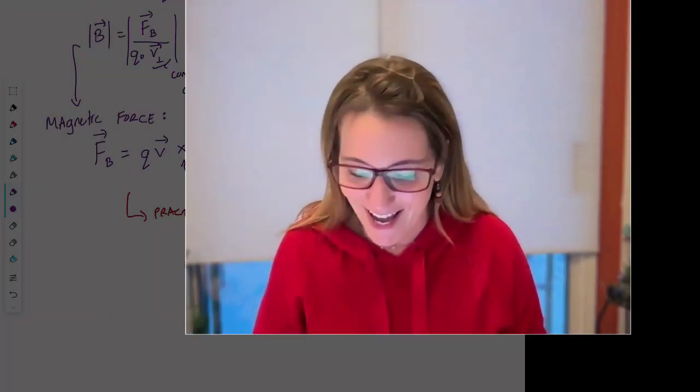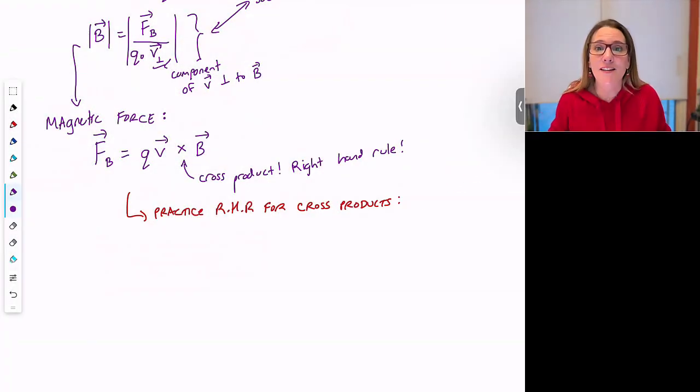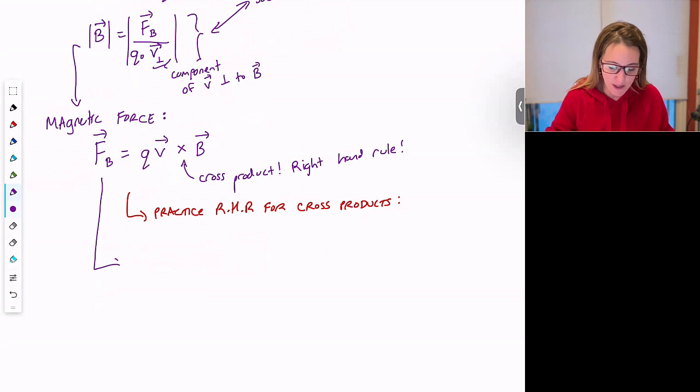Okay, note that if you use this version of it, very often what you're doing as you're remembering it is the same as this, where the first vector is your index finger. And then as you turn your fingers, this middle finger is your second vector. So A cross B equals your result. Your thumb is your result. And then that works as well. Okay, so we practiced the rule for the cross product, and this is basically the same idea for the magnetic force and the magnetic field.